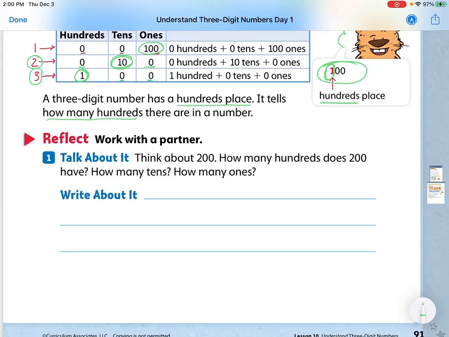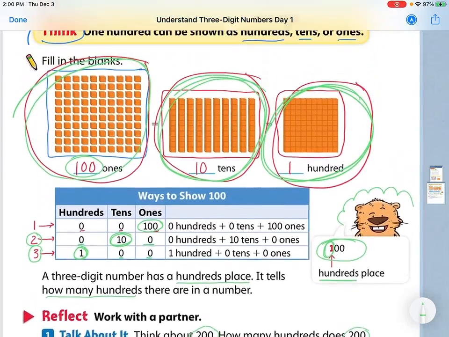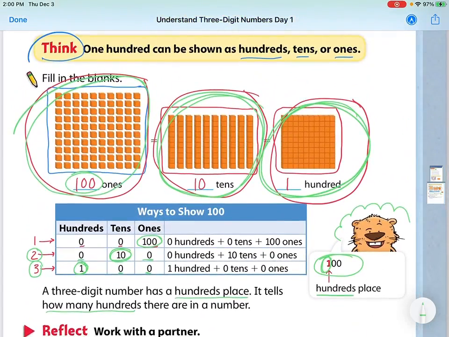Now, this is the last thing we have today. It says to think about the number 200. How many hundreds does 200 have? How many tens does it have? Or how many ones would it have? So they're saying, if we're talking about the number 200 instead of 100, how many ones would that be if I had 200? How many tens would that be if I had 200? And how many hundreds would that be if I had 200?